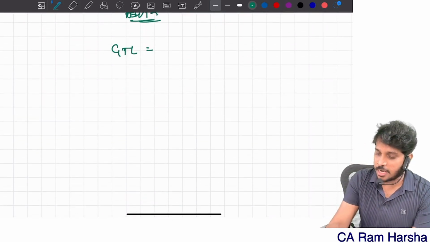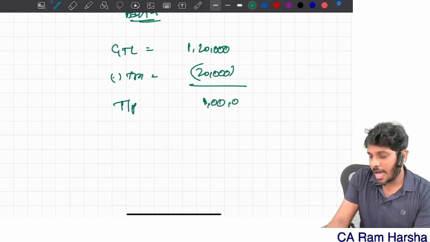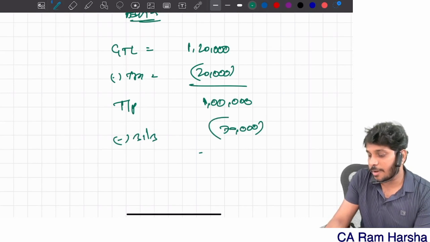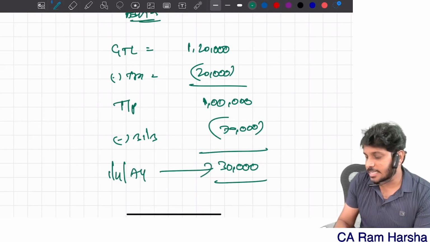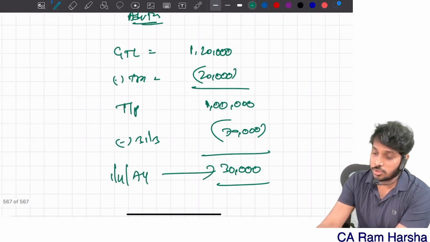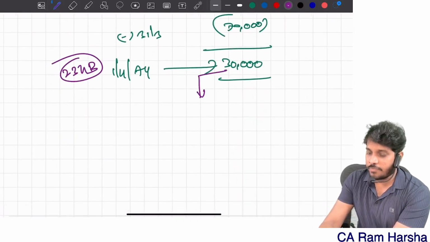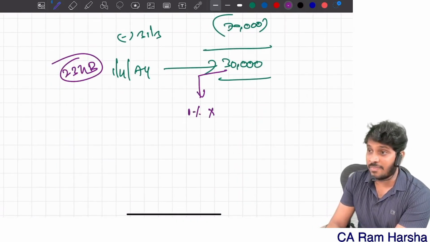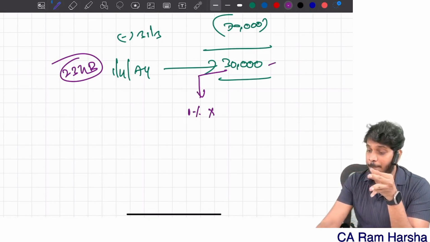So gross tax liability, for example, 1,20,000 minus TDS 20,000, balance tax payable 1 lakh. And up to 31st March, only 70,000 I paid. So as on 1st April, 30,000 shortfall is there. Now 234B interest is applicable at what rate? On the shortfall, 1% per month. For how many months? April onwards.